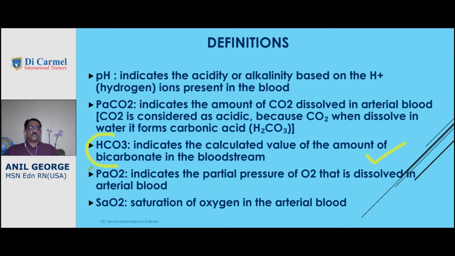And then we have two more values here. PaO2, which indicates the partial pressure of oxygen dissolved in arterial blood. And finally, oxygen saturation, the saturation of oxygen in the arterial blood.